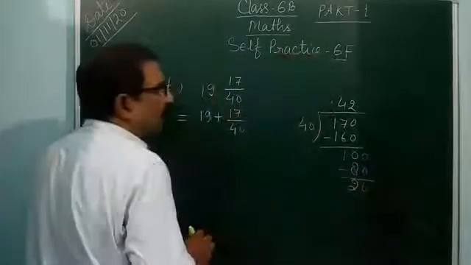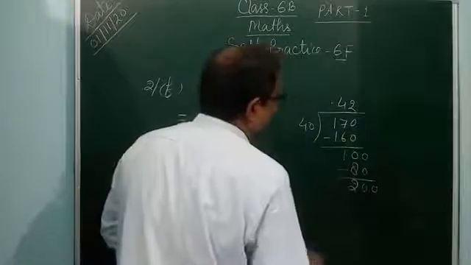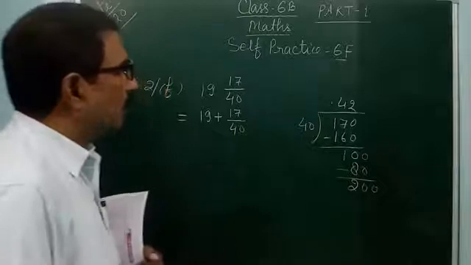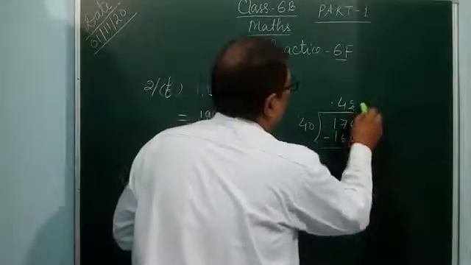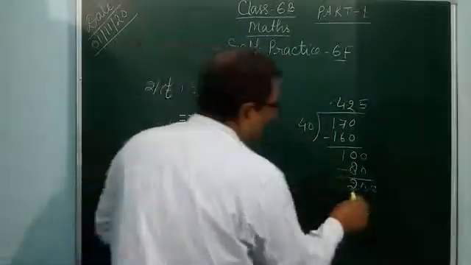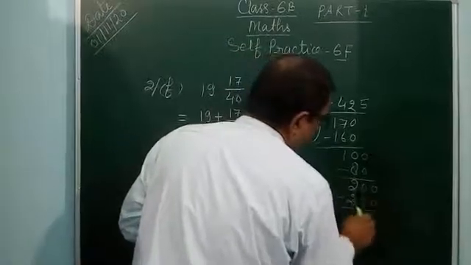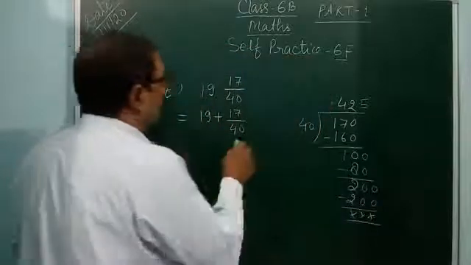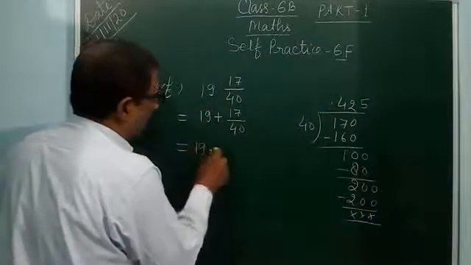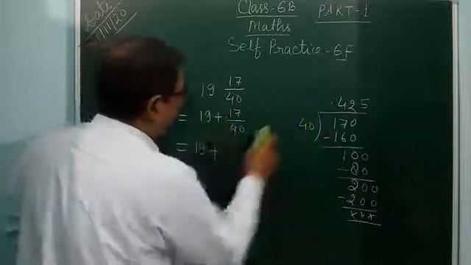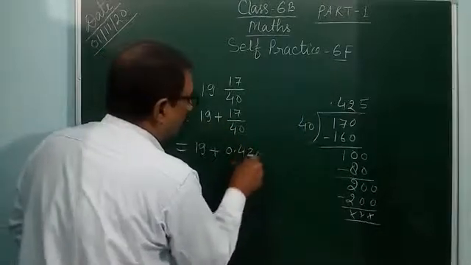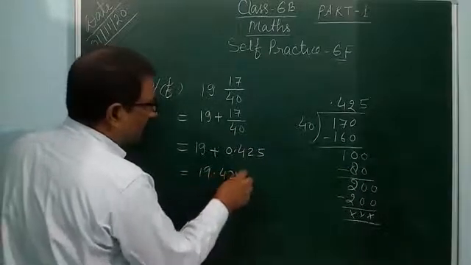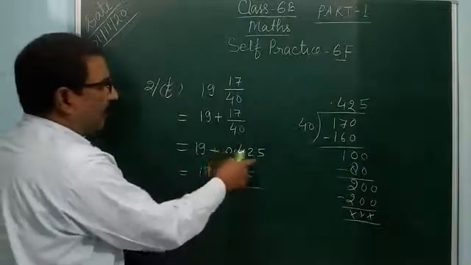As remainder 20, you add one 0 again and divide. 40 fives are 200. So the answer will come: 19 plus 17 by 40 means 0.425. You connect them together: 19.425. You can write 19.425.